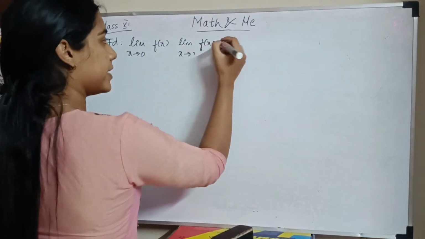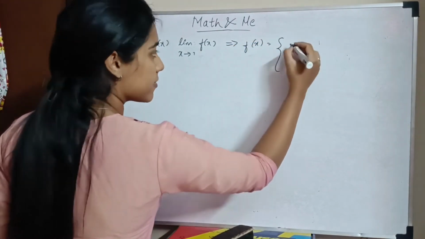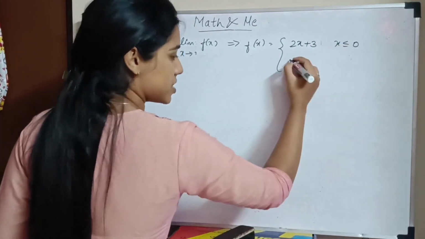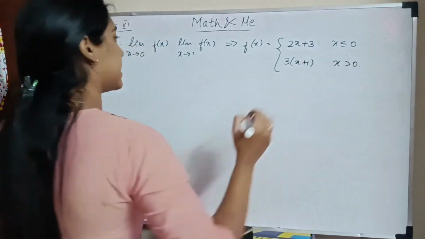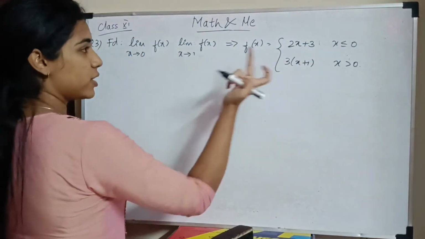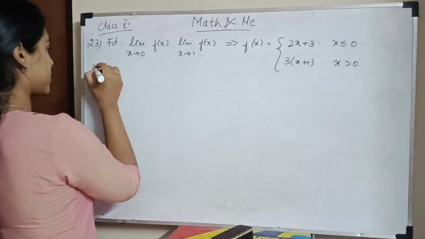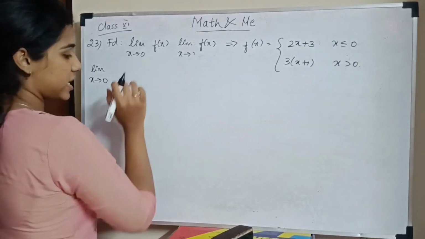So find limit x tends to 0 of f of x and limit x tends to 1 of f of x, where what is your f of x? F of x is 2x plus 3 when x is less than or equal to 0, 3 times x plus 1 when x is greater than 0. Limit x tends to 0 வந்து இங்க already இருக்கு. So we'll try to solve that first. This is the first subsection. So limit x tends to 0 first கண்டுபிடிக்க போறோம்.